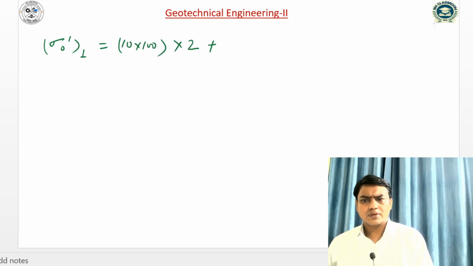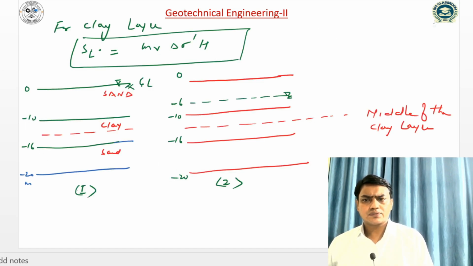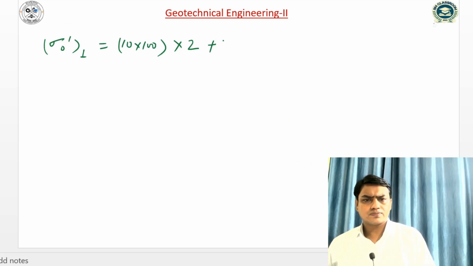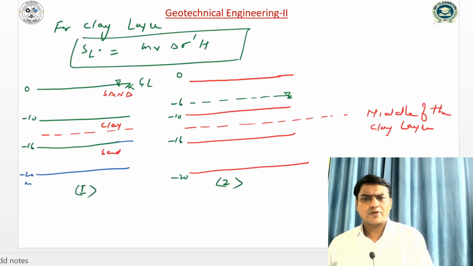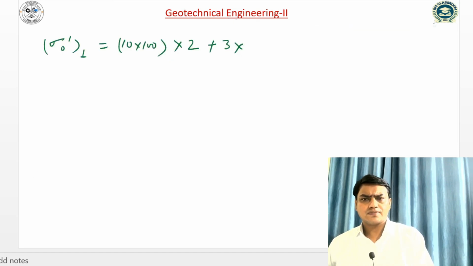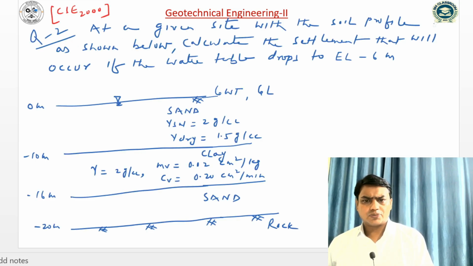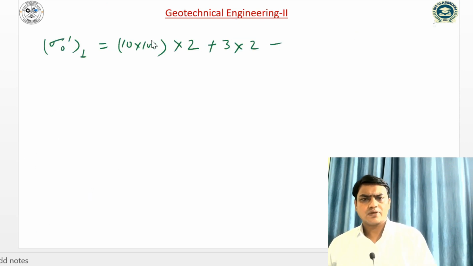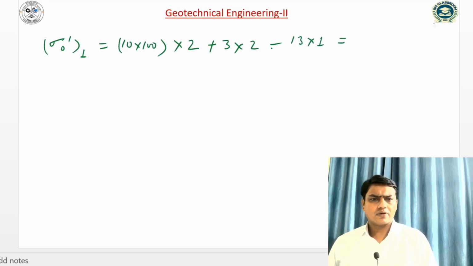plus 3 into unit weight of the clay, which is 2 gram per cc. So 2 minus pore water pressure. So pore water pressure is 10 plus 3. So 13 into 1 minus 13 into 1. So it will be here, of course, 100 centimeter.